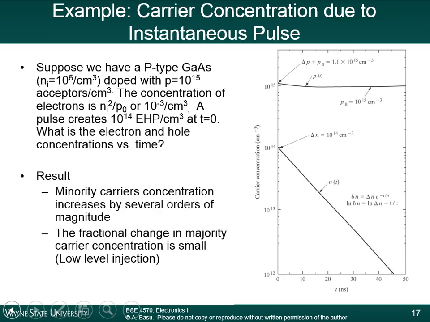So in this example problem, we had p-type gallium arsenide with ni equals 10^6. It's doped with p equals 10^15 acceptors per centimeter cubed. So the concentration of holes is 10^15 because that's the doping density. The concentration of electrons we can figure out by n p equals ni squared. You can find that as 10^-3. And then we have a pulse that creates 10^14 electron hole pairs per centimeter cubed at time equals 0. And the question is, what is the electron and hole concentration versus time?